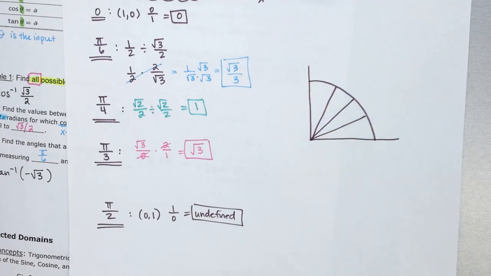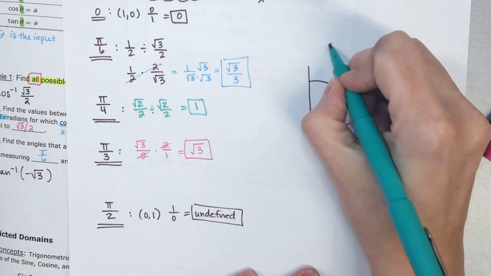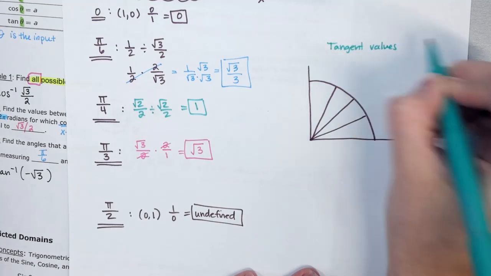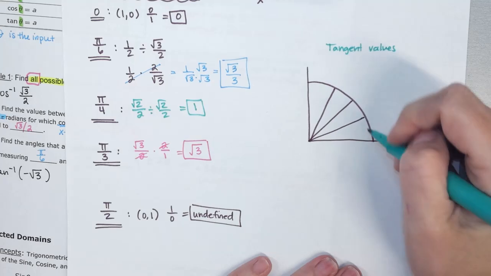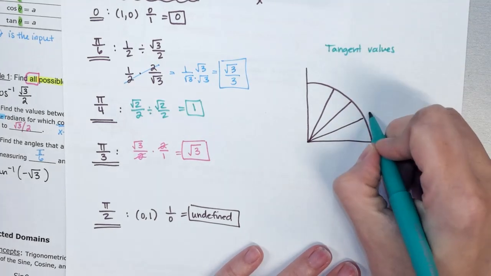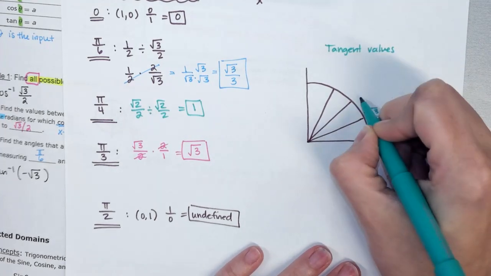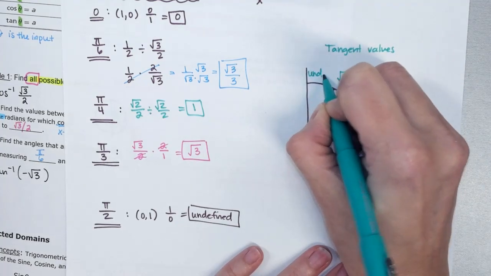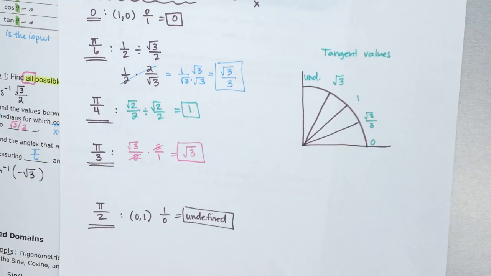All right, so we're going to put this on our unit circle. So we're just going to write the tangent values here. Okay, so at 0, it's 0. Here you have root 3 over 3. Here you have 1. Here you have root 3. And then this one is undefined. Okay, I want you to look at these numbers and see what you notice about those values. These are for your tangent.